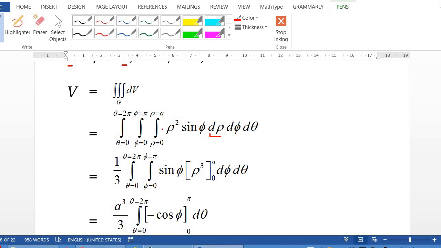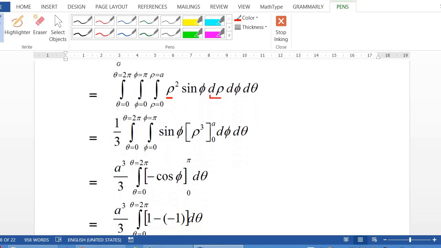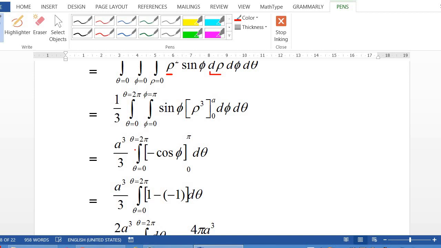Now integrate rho squared sin phi d rho. When you integrate with respect to rho, phi and theta are constant. So you integrate rho squared with respect to rho and have rho cubed over 3. I factor out 1/3 outside because it's constant. The limit for rho is 0 to a. Plug in the limit: a cubed minus 0, you get a cubed, so you have a cubed over 3.